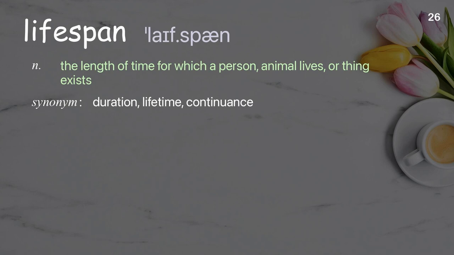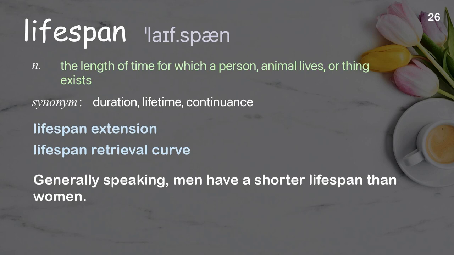Lifespan. The length of time for which a person, animal lives, or thing exists. Examples: lifespan extension, lifespan retrieval curve. Generally speaking, men have a shorter lifespan than women.